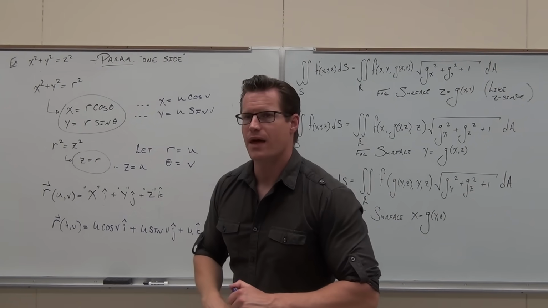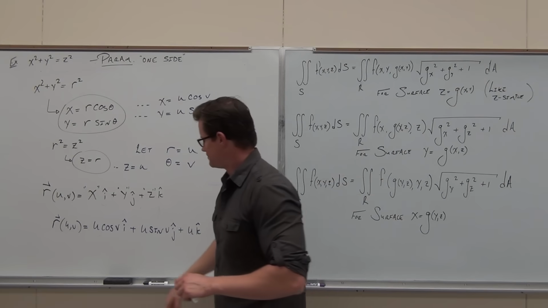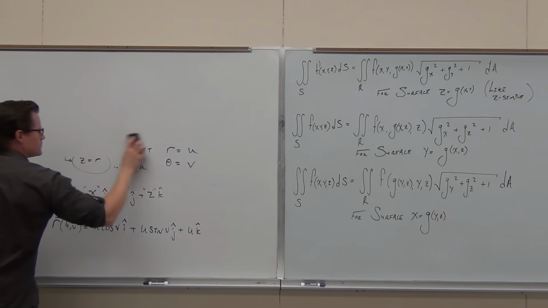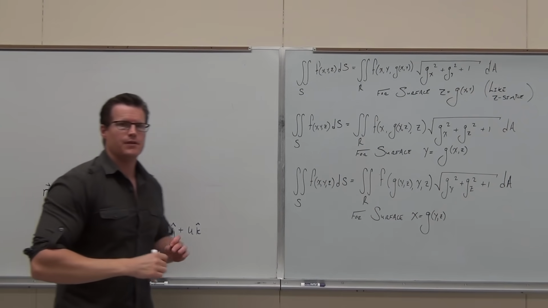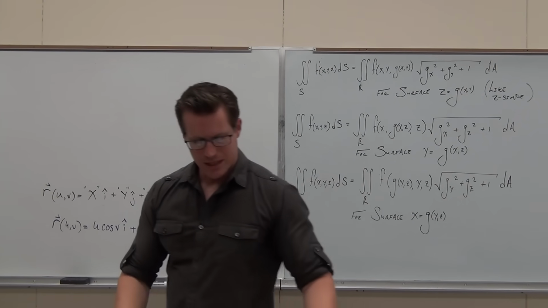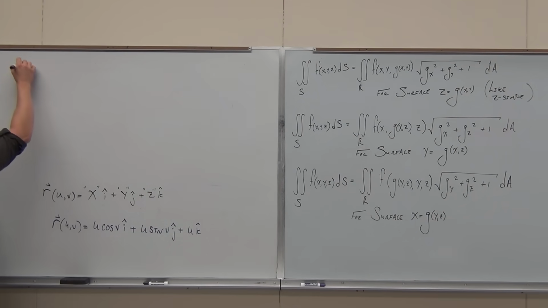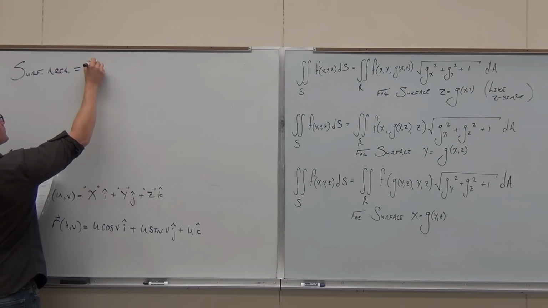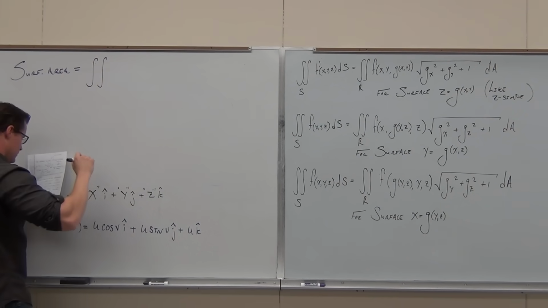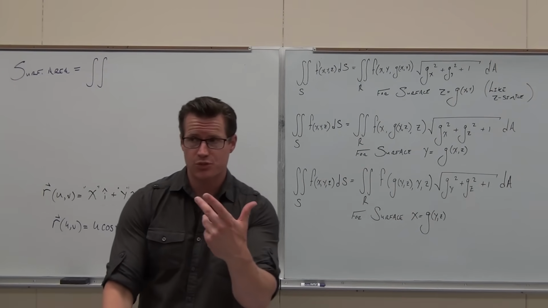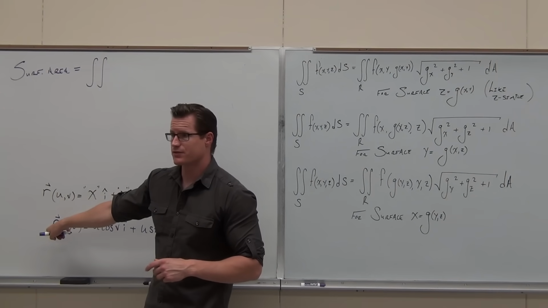So let's suppose that you've done that. So you've got this vector function, looks like that. And it's a surface. Then there's another way that we can talk about surface area. The second way we can talk about surface area would be this.